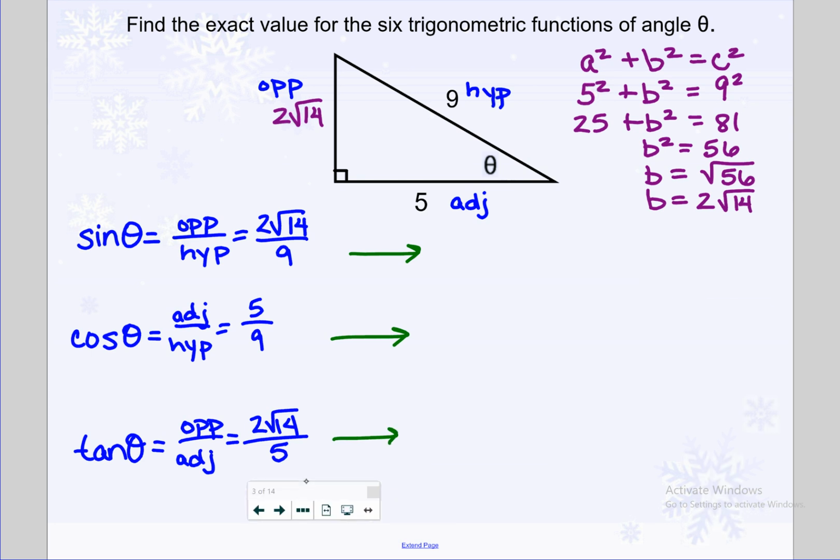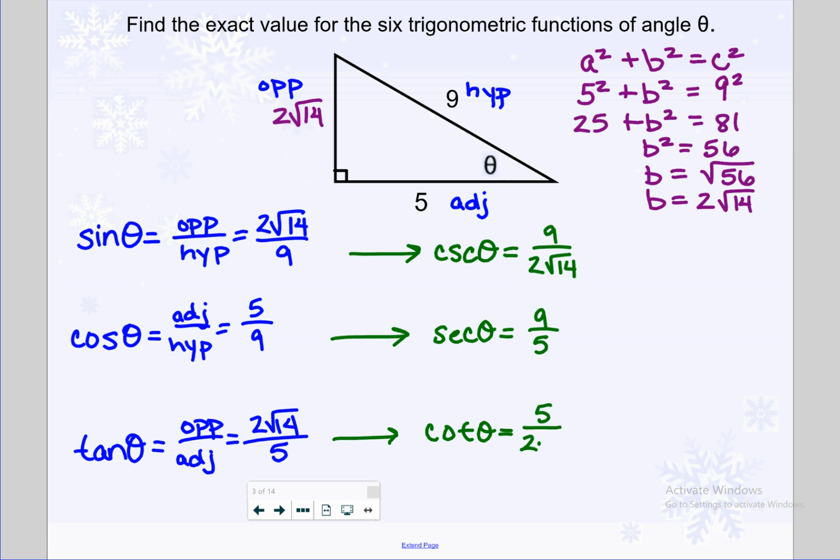So you need to know which functions go together. Sine and cosecant go together. They're reciprocals of each other. Cosine and secant, tangent and cotangent. And again, every time you write in a trig function, we're putting an angle next to it. All you have to do now is flip your fraction. So 9 over 2 rad 14, 9 over 5, and 5 over 2 rad 14.